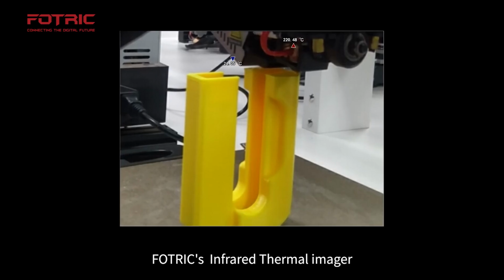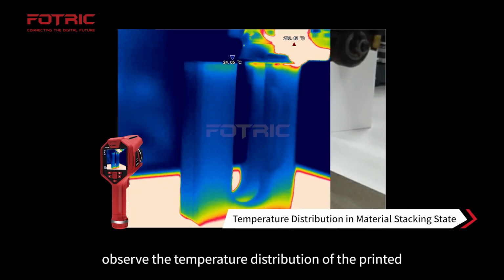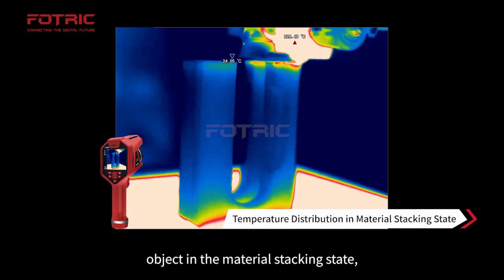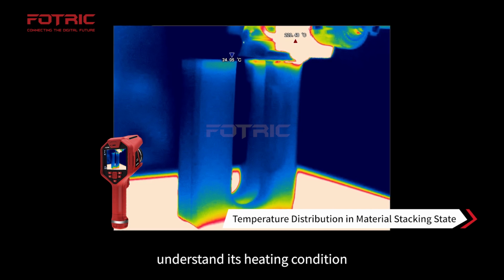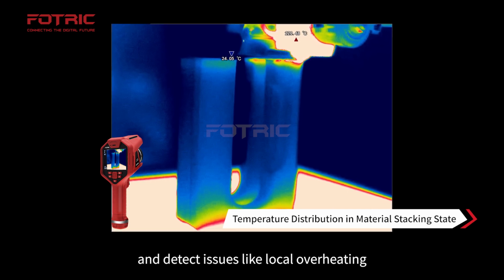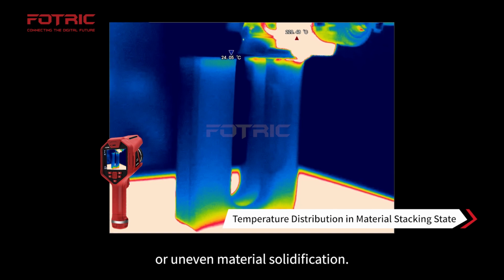FOTRIC's infrared thermal imager can be used to observe the temperature distribution of the printed object in the material stacking state, understand its heating condition, and detect issues like local overheating or uneven material solidification.